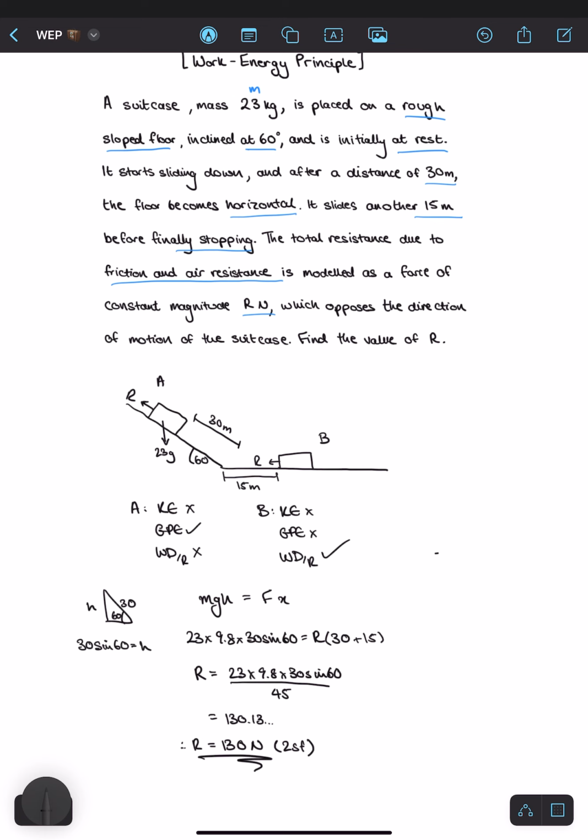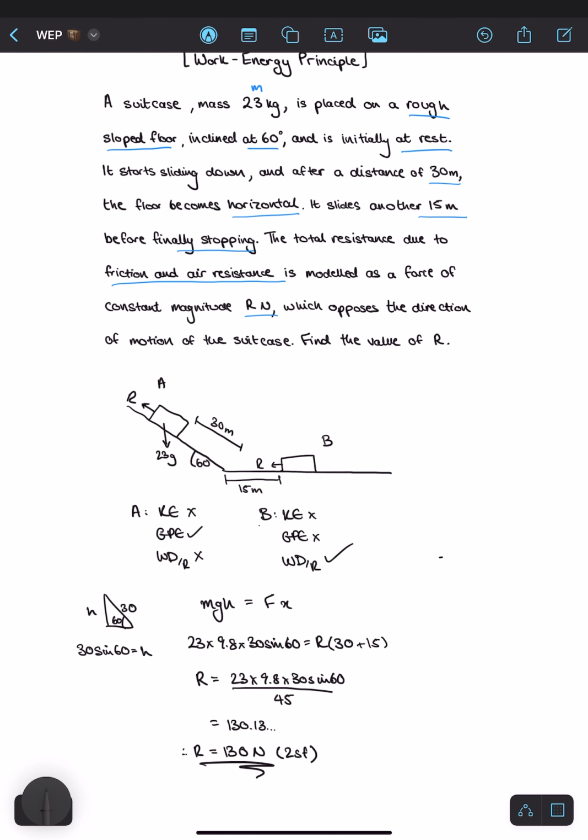So whenever doing these types of questions, consider A, consider B, do your energies, do your equations. And that's it.